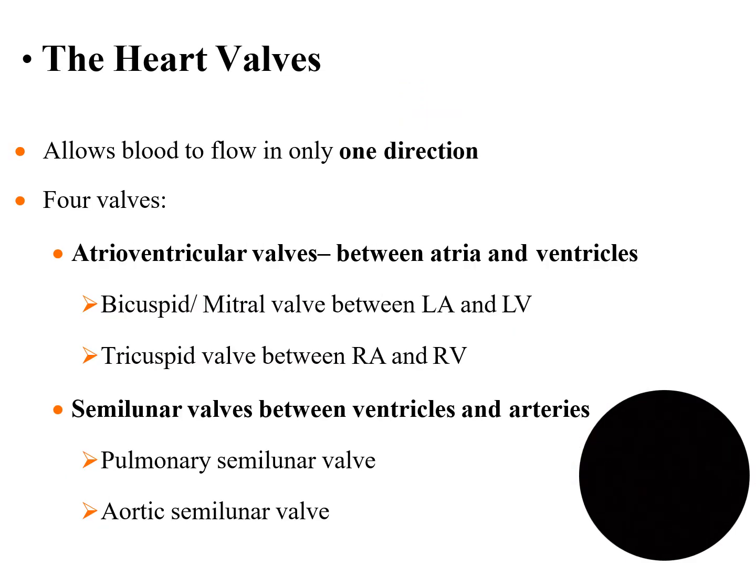So next, the types of valves. I have already explained that they allow the blood to flow in only one direction, not in a backward direction. It will flow only in a single way. It has four valves. The atrioventricular valves are present between your atria and ventricles: the bicuspid or mitral valve, between your left auricle and left ventricle, and the tricuspid valve, between your right auricle and right ventricle. Semilunar valves are present between your ventricles and arteries: the pulmonary semilunar valve and the aortic semilunar valve.